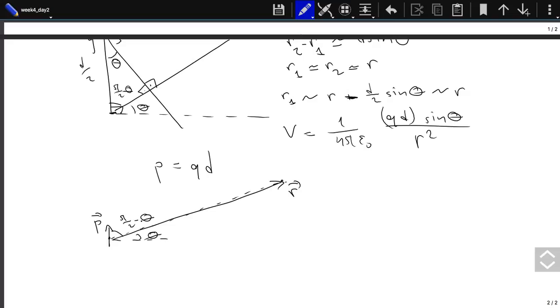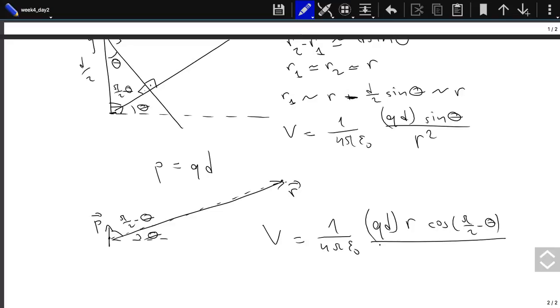The angle between these two vectors: there is a dipole over here, and its dipole vector is pointing in one direction. I want to find its effect on this point R. The angle between this point R and the dipole vector is pi over 2 minus theta. The reason I wrote pi over 2 minus theta is that V is equal to 1 over 4 pi epsilon 0 times qd times R times cosine of pi over 2 minus theta, divided by R squared, R cubed.